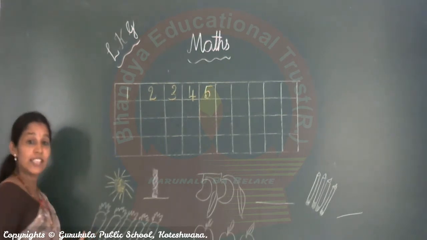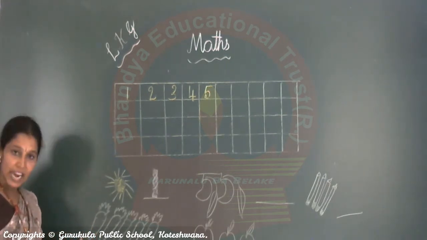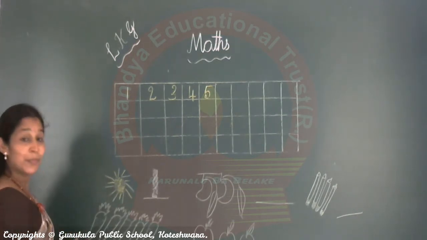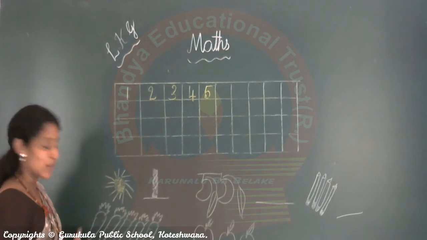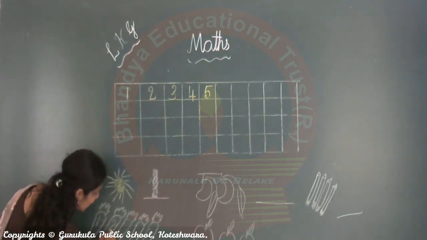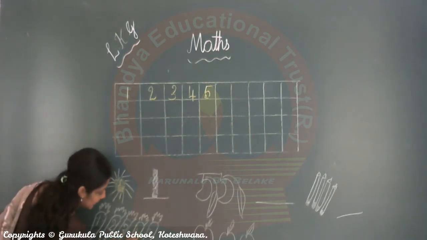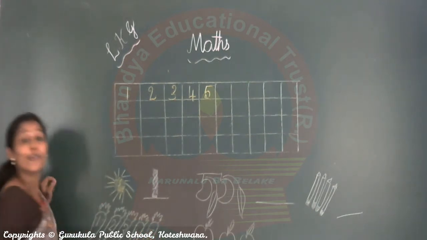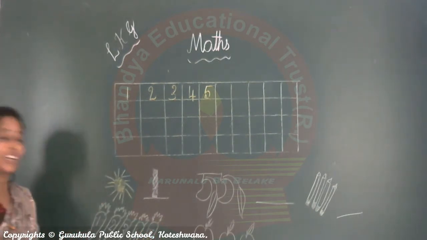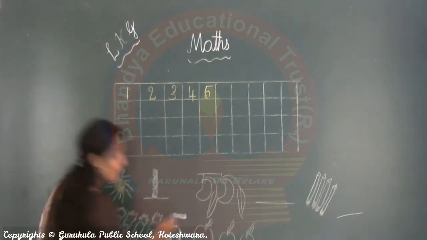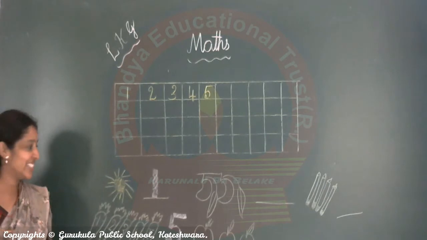Can you count how many carrots? Which picture is this? Carrot, very good. How many carrots are there here? One, two, three, four, five. How many carrots are there in here? Five carrots are there, right?